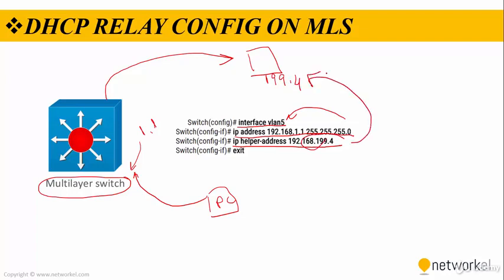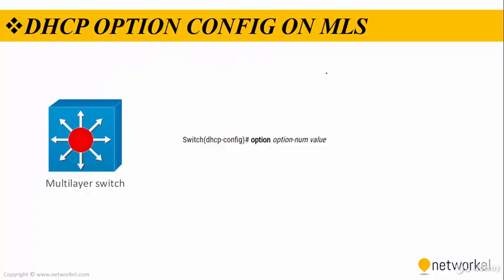this. And that's it. And here is how we can configure the DHCP option value on the MLS, and that's pretty simple. We just type option and the option number and value.